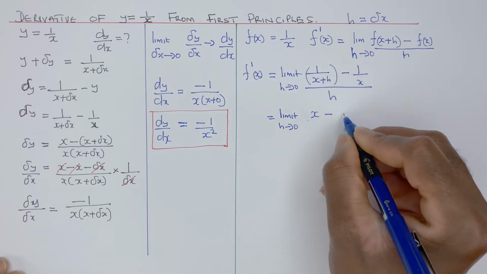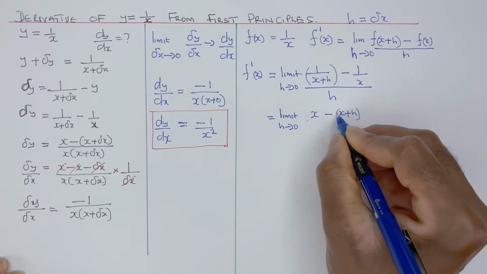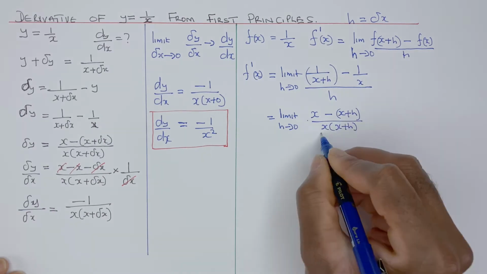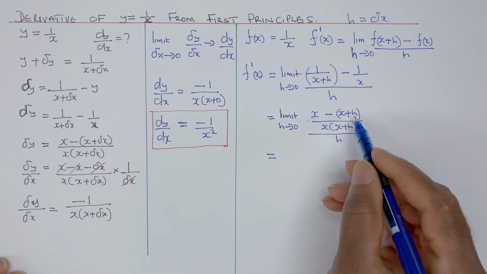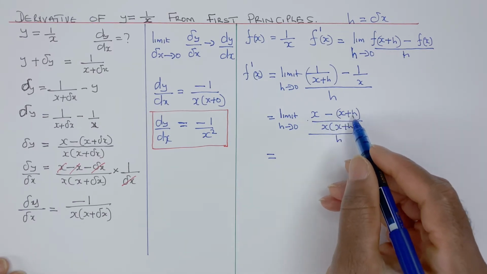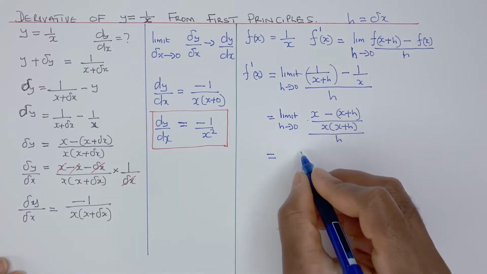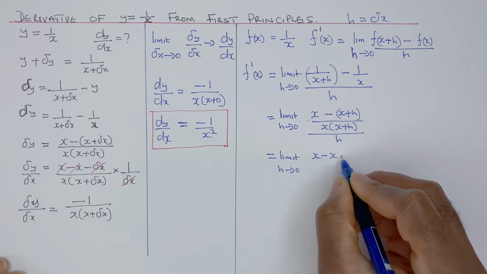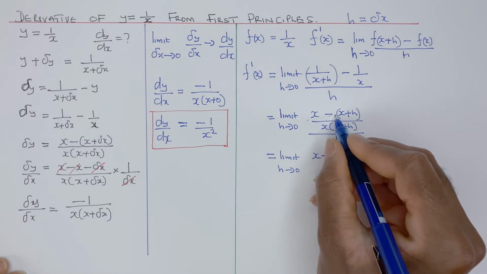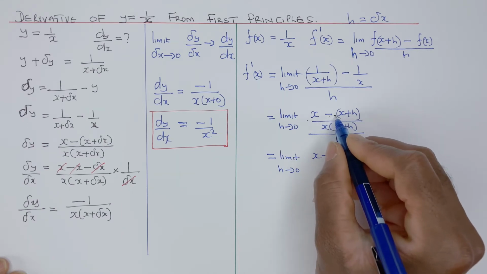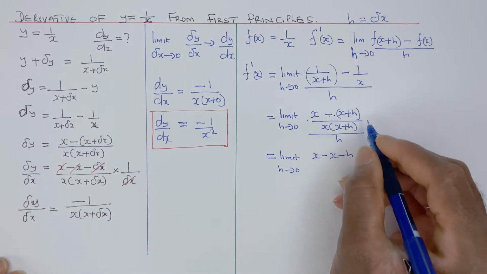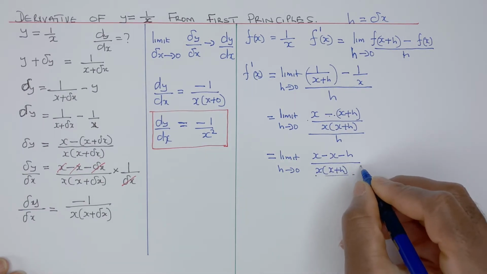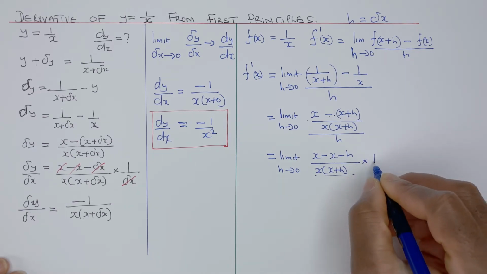So we're going to get minus x plus h, open and close bracket, over x into bracket x plus h, all over h. If we expand the top bracket, we're just going to get minus h, because that's x. So let's do that. Limit h tends to 0, x minus x plus h, because minus 1 times x is minus x, and minus 1 times h is minus h, over x into bracket x plus h. Because you're dividing by h, that'll be times 1 over h.